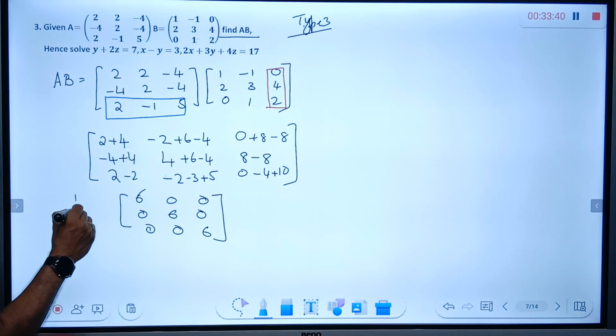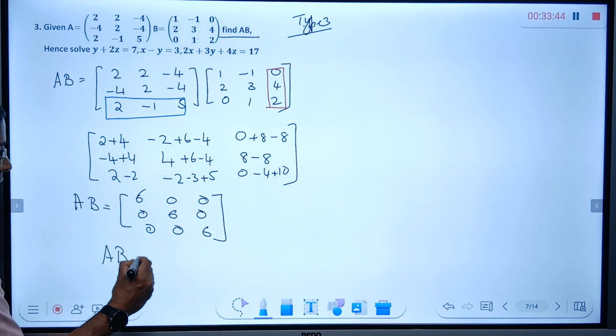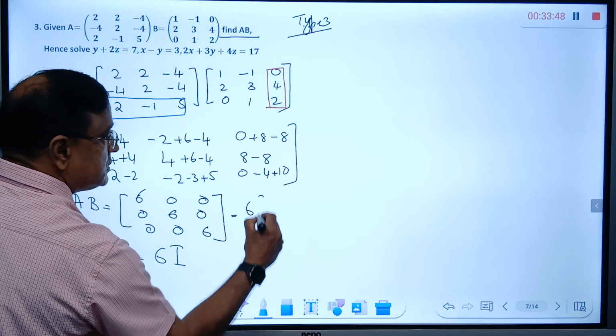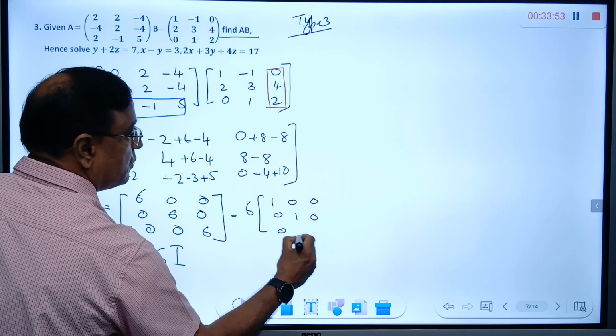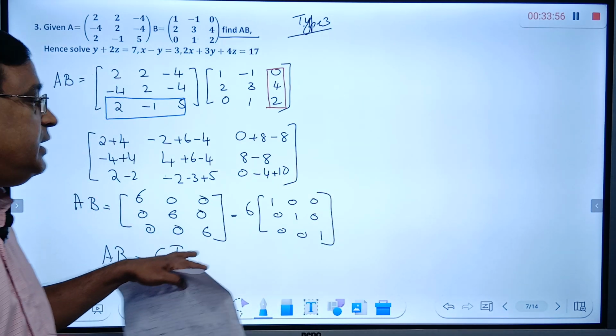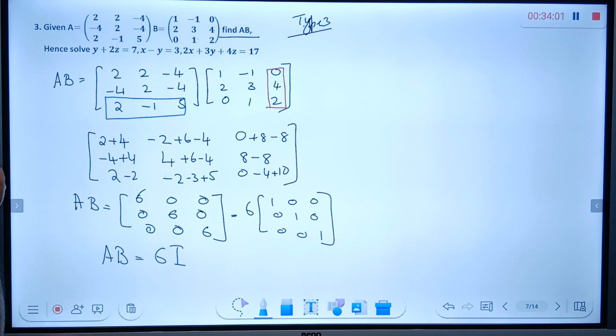So what is AB? I have got AB as 6I. I hope you know this. If I take 6 outside, this becomes 1, 0, 0, 0, 1, 0, 0, 0, 1, which is nothing but an identity matrix. So AB is 6I. AB is 6I. Now I am going to solve this equation.